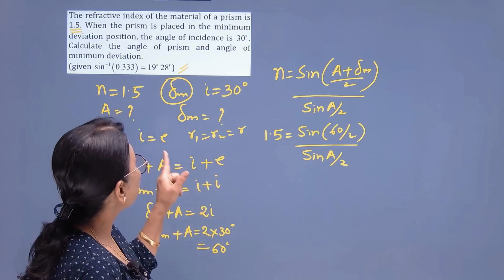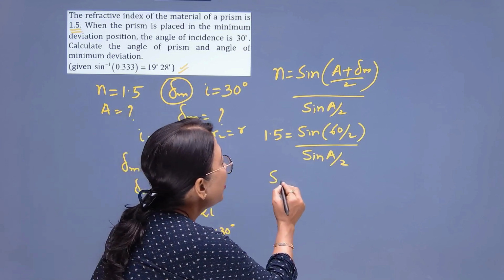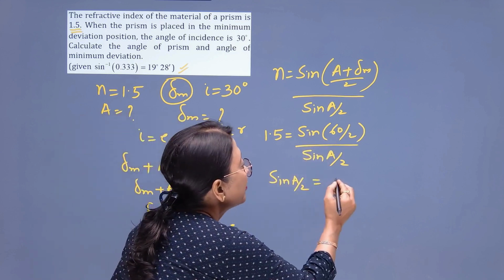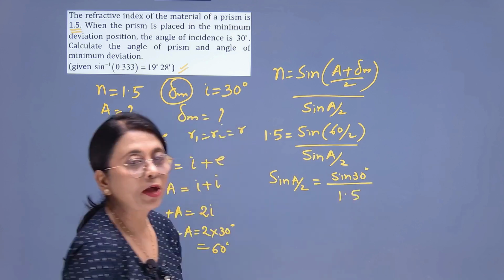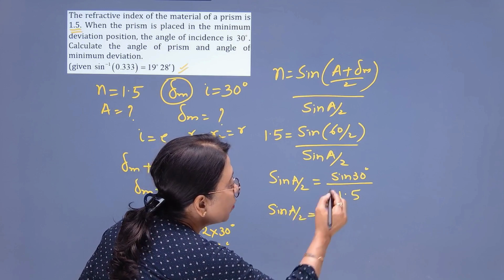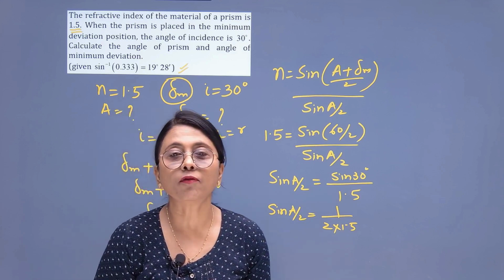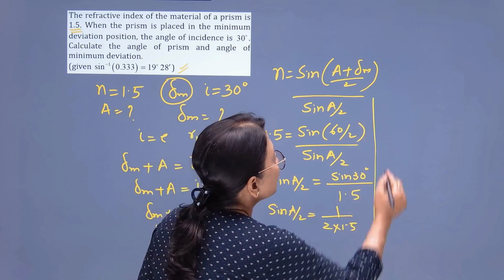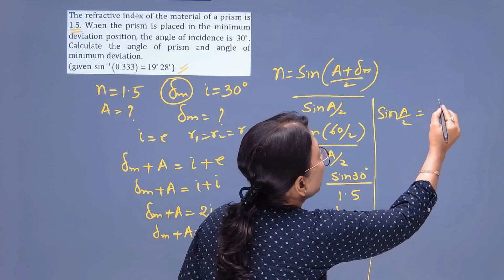This time we need the value of A. We need what? A. So what do we do? We cross multiply and bring this over here. So this is your sin A by 2, this is sin 30 degree, this sin 30 degree has come, and this is your 1.5. Now you see, just put the value: sin A by 2 is equal to 1 by 2 into 1.5. 1.5 into 2 will give you how much? Multiply it, you are going to get 1 by 3. So we now get sin A by 2 is equal to 1 by 3.